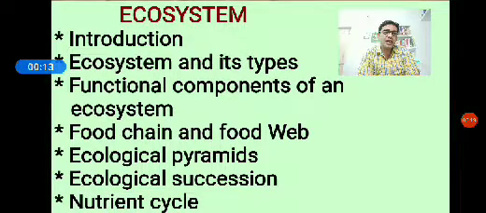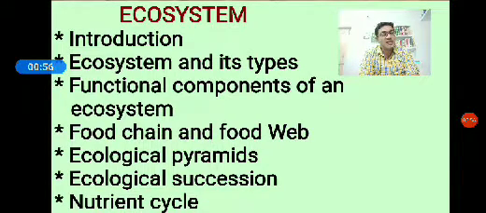Before going to study the ecosystem, first we are going to know ecology. Ecology is a word derived from the Greek language. Ecology means nothing but study of home. Here, home is nothing but environment. Ecology is defined as the study of environment.